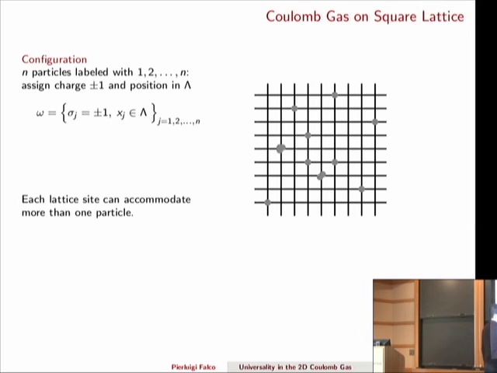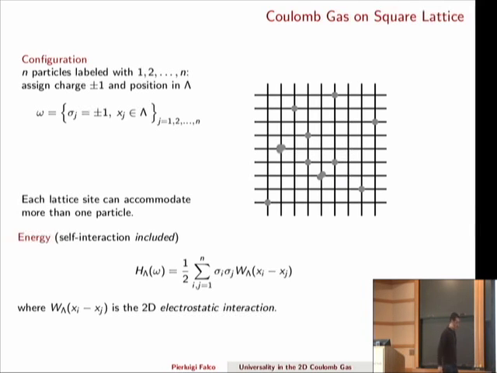Yes. Okay, I was wondering what that was. Okay, so after you have assigned the configuration, you want to assign an energy to a given configuration, and this energy is a two-body energy. That means you sum over all pairs of particles, and this function W is going to be the electrostatic interaction in 2 dimensions. I have to say something about this, but for the moment this is the formula. You do this sum with the product of the charges of the two particles, and this phrase, self-interaction included, means that I'm also summing on i equal to j, which is the self-energy of the particle.